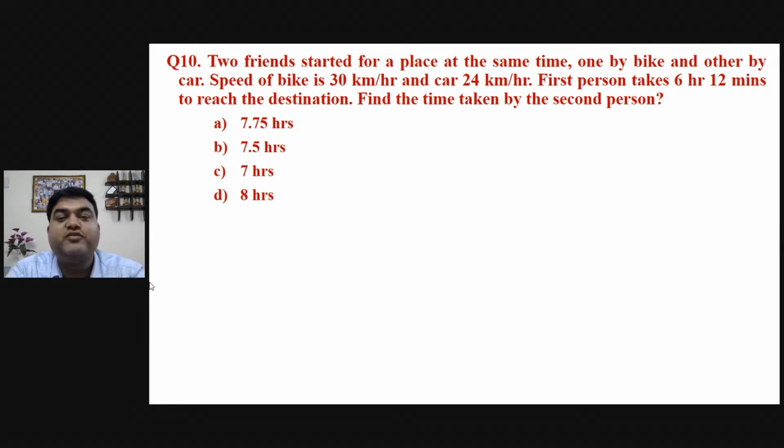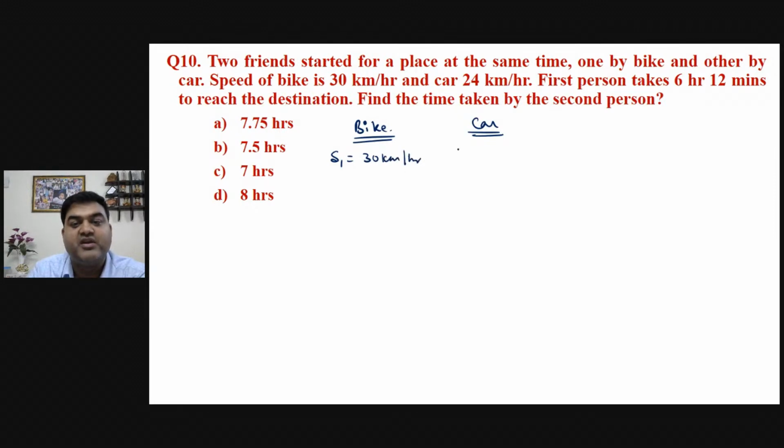Two friends started for a place at the same time. Two friends have started for a specific place at the same time, one by bike and the other by car. We understood that one person is going by bike and another friend is traveling by car. Speed of bike is given as 30 kilometer per hour, and speed of car is given as 24 kilometer per hour.